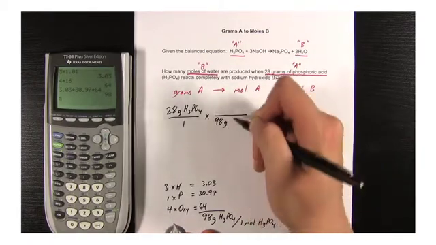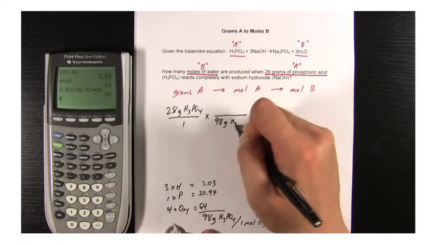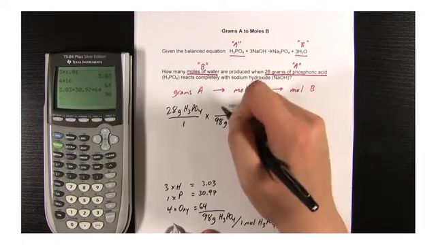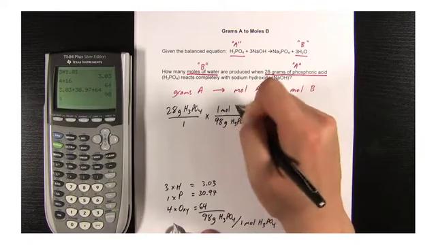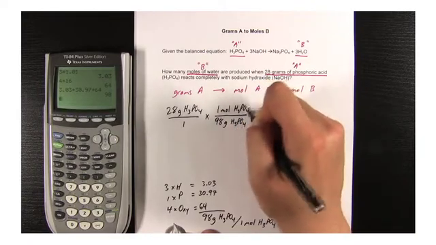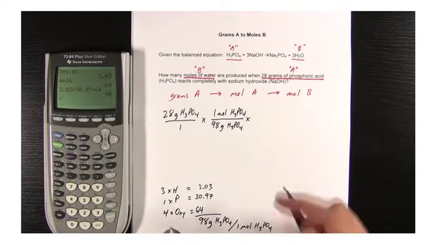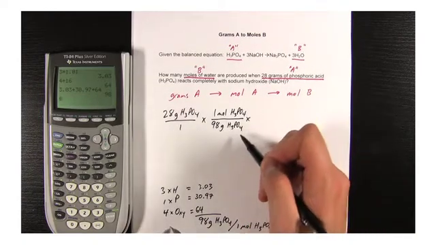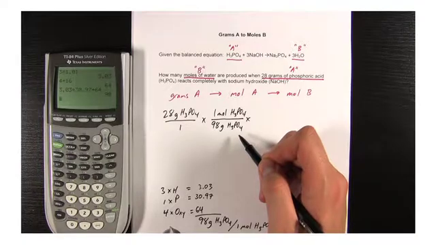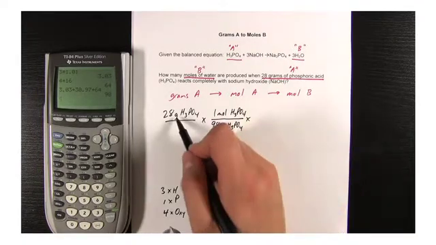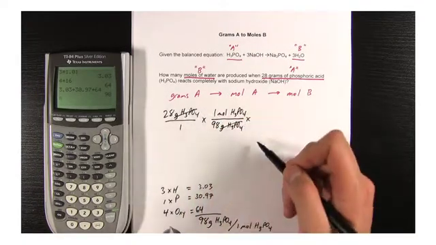Okay, here we go. 98 grams of H3PO4 and 1 mole of H3PO4. All right, so all of that work that I did down here was to figure out the molar mass of phosphoric acid. And now that I did that, I continue with the rest of the problem. Whew. All right, goodbye mass.